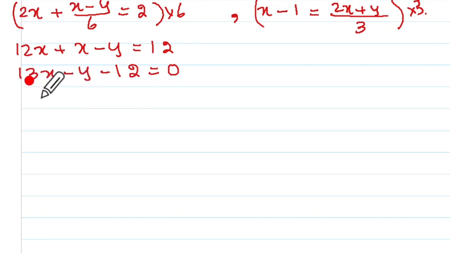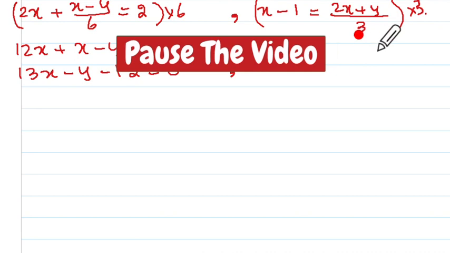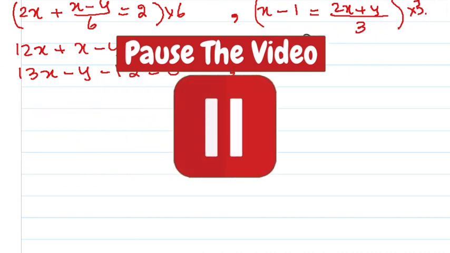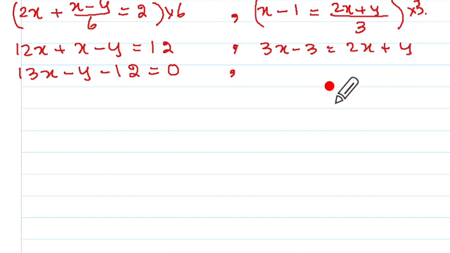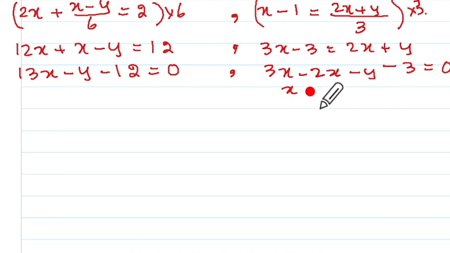Now each equation has to be converted into this format. Bring everything one side and say that is equal to 0. Exactly the same thing you will do over here. You can pause the video and do this on your own and check your solutions with mine. So 3 will multiply here, 3x minus 3 equal to this gets cancelled, and you will have 2x plus y. So we will have 3x minus 2x minus y minus 3 equal to 0. So that will give us x minus y minus 3 equal to 0.